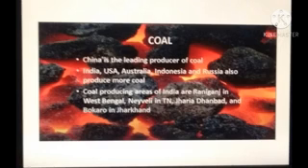Coal is classified into 4 types based on carbon content. They are anthracite, bituminous, lignite, and peat. The leading coal producer of the world is China, and the other countries are India, USA, Australia, Indonesia and Russia. The coal producing areas of India are Raniganj in West Bengal, Neyveli in Tamil Nadu, Jharia, Dhanbad and Bokaro in Jharkhand.